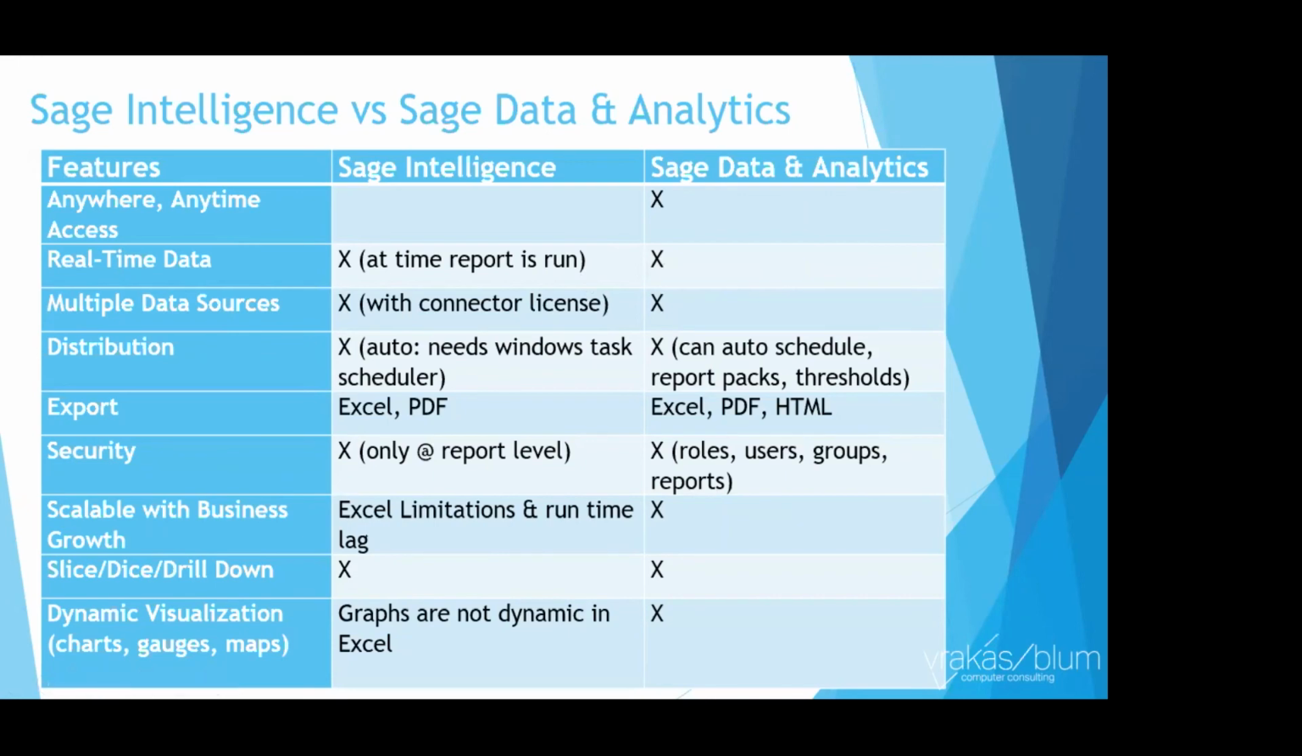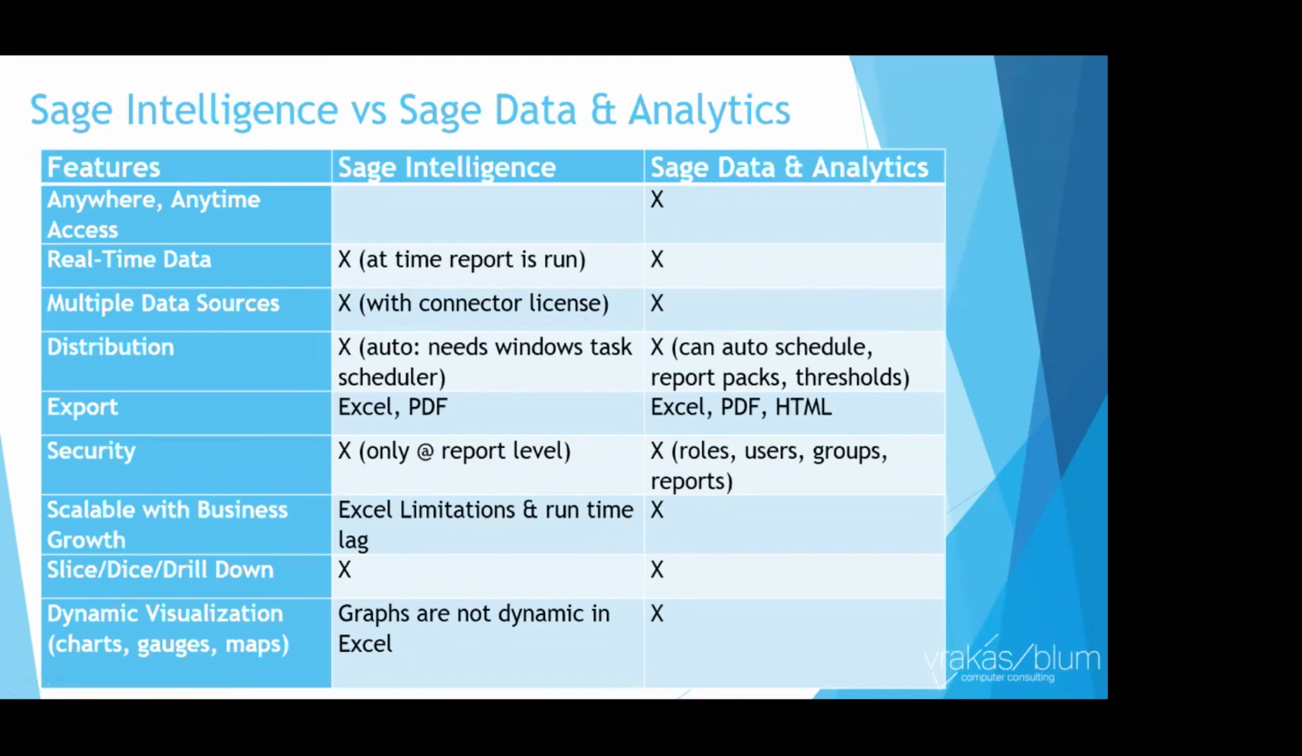You do have to refresh the data, and you can do incremental refreshes and things like that, but it is scheduled. It's not something that you need to manually do, although you can manually do it. As far as connecting multiple data sources, you can do that with Sage Intelligence in the connector module, and Sage Data and Analytics, you can do that too.